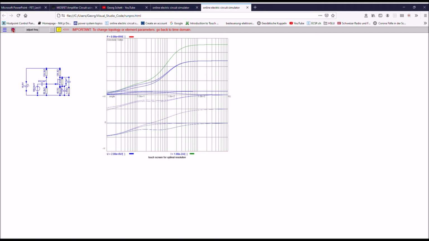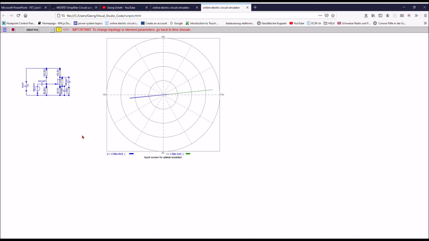And we can also observe the behavior at one single frequency. Let's go, for example, to 1000 Hertz, just to make a check. And here we can see this is the output voltage. This is the input voltage, much smaller here, this one.